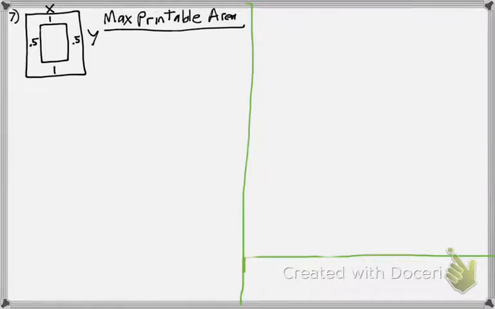So I'm going to have A is equal to, and it's X. If you look over at the picture, X is the entire distance across. So to get the distance across the printable area, or this distance from here to here, then you would have to take X and you would subtract 0.5 twice.